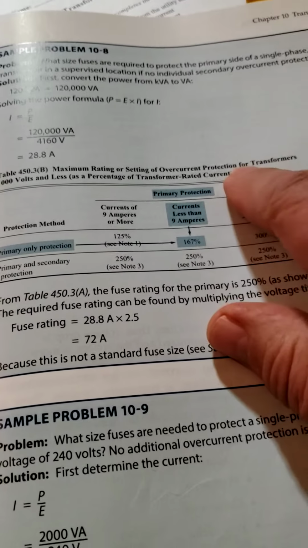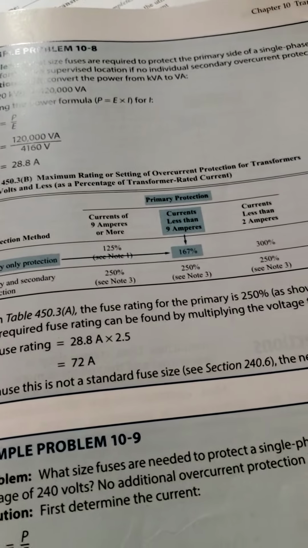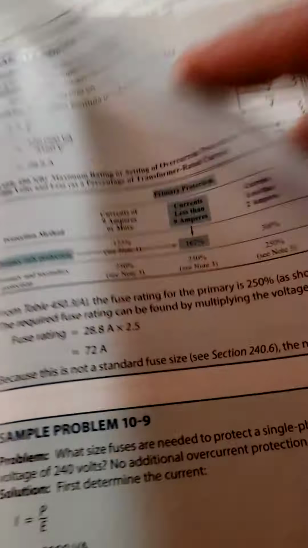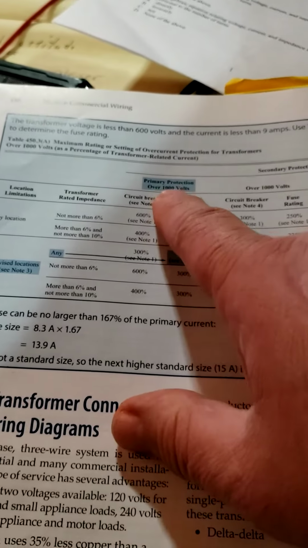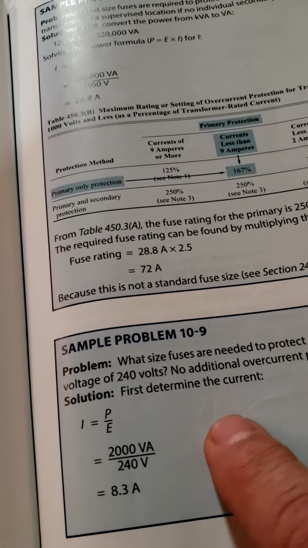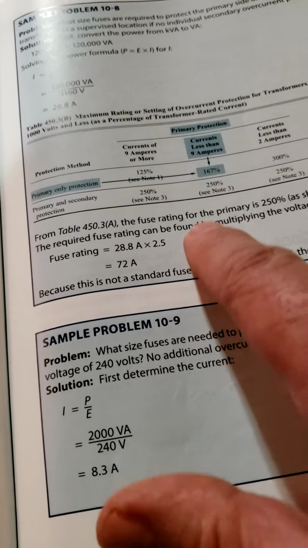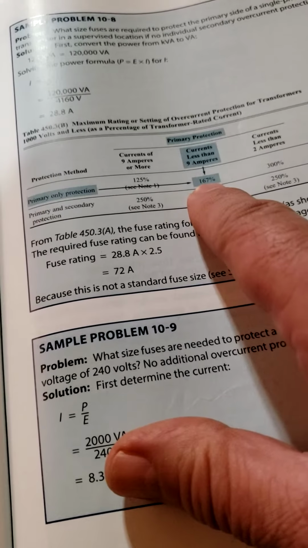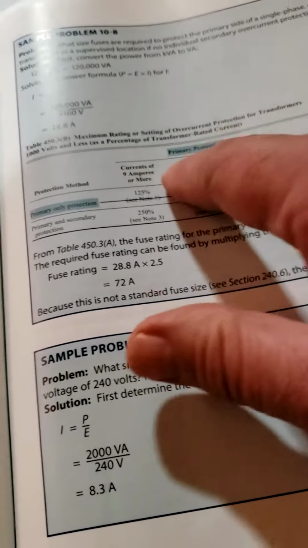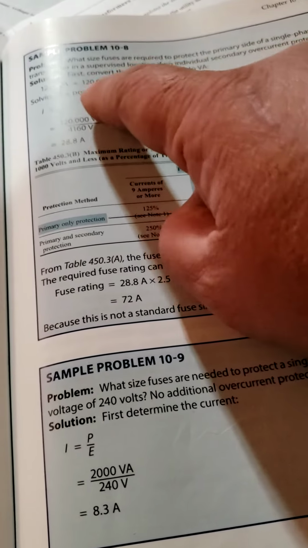Okay, so for problem 10.8, the table that you should be using is A, which is this one here. So this is the answer here. So you would use 250%. For number 9, you would use this one up here. So here it's 8.3. So we would use 167%. So this table here is for this answer, and the table on the next page is for this answer.